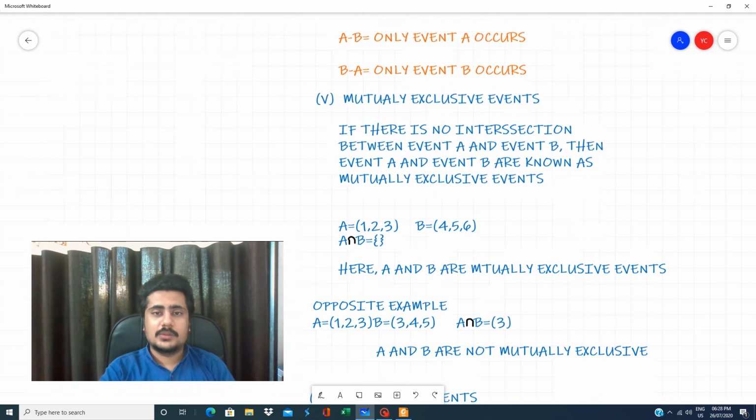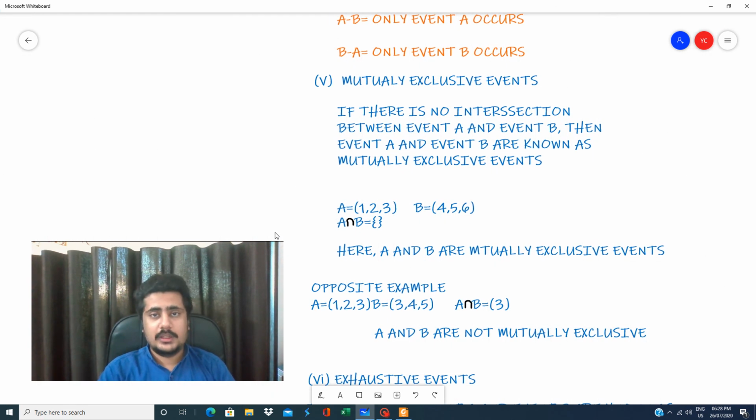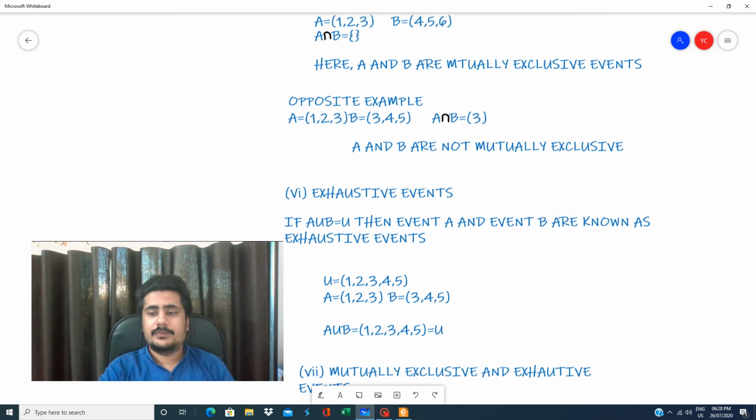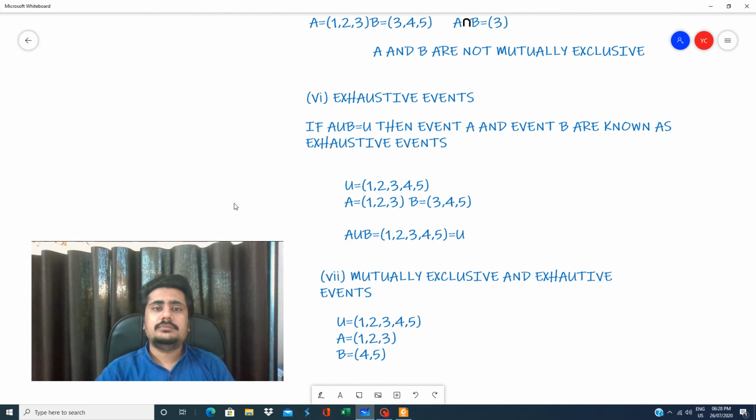And mutually exclusive event. Now what is mutually exclusive event? I told you that if there is no intersection between A and B, that is, A intersection B is null set, then A and B are known as mutually exclusive events. If there is intersection, they are not mutually exclusive. Exhaustive. What is exhaustive? If you combine both A and B, that is union, and your union matches with the sample space, then A and B are known as exhaustive events. If your union doesn't match with the sample space, they are not exhaustive. It is as simple as that.